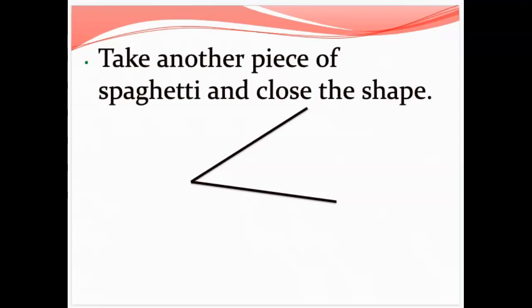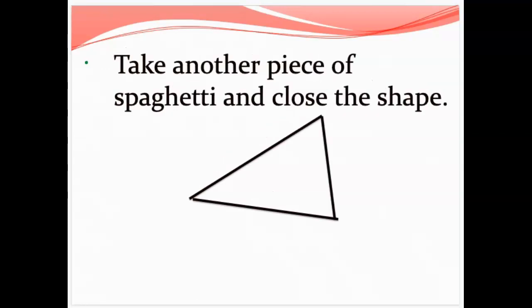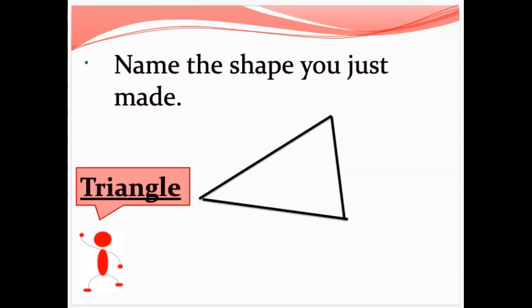Now take another piece of spaghetti or draw to close the shape. Remember, a closed shape has no gaps. Do that now. Here's what mine looks like. Can we name the shape that we just created? It is a triangle. Let's say that together. 1, 2, 3, triangle.